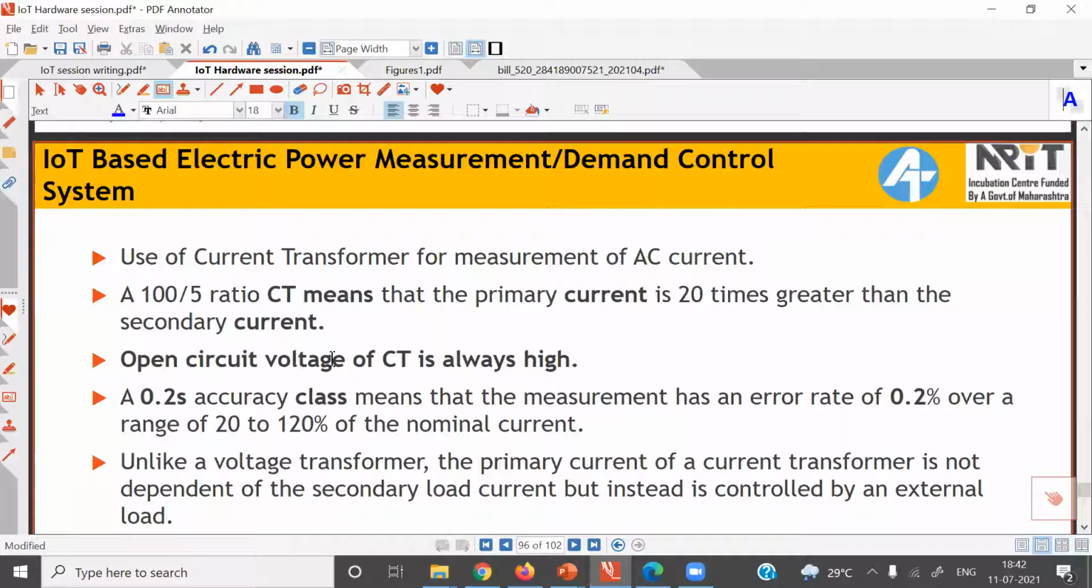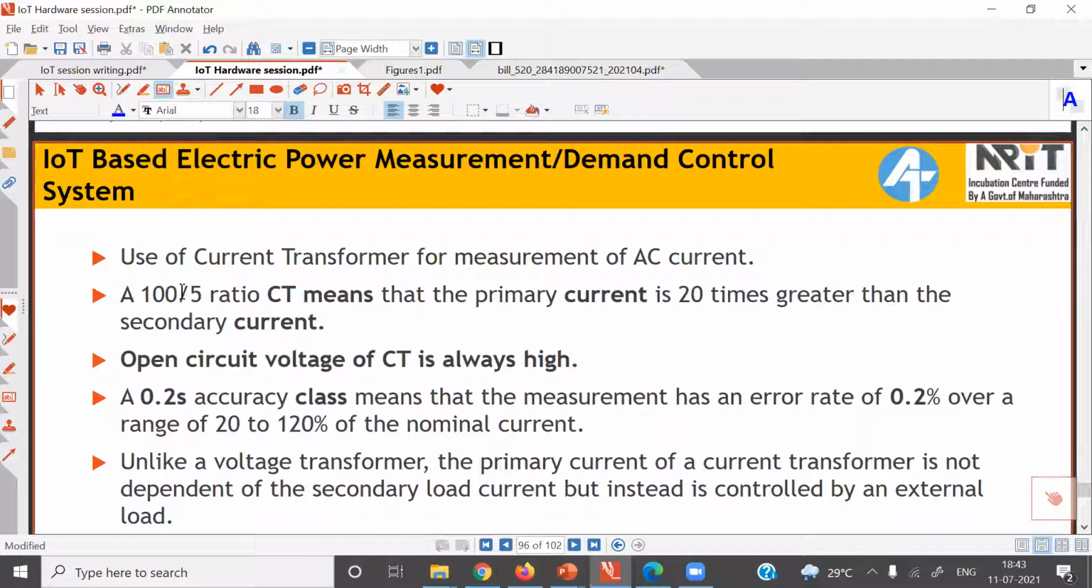Hall effect sensor can be used to measure both AC and DC current. However, current transformer can measure only AC current. These current transformers are available with different current ratios. For example, 100:5 ratio. What does it mean?